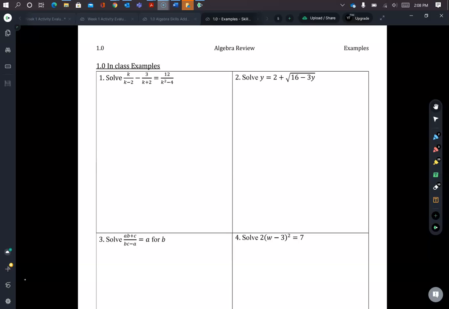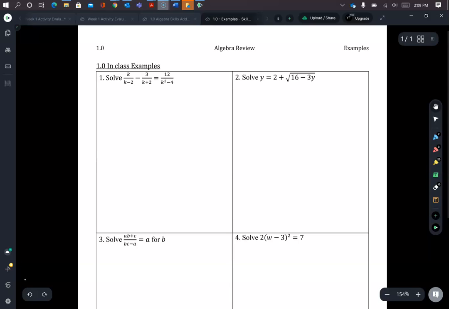So here we have a rational equation. We have an equal sign, so we can balance each side out. We can do what's called clearing the denominator. I'm just going to get rid of the denominators here to make it easier to work with.